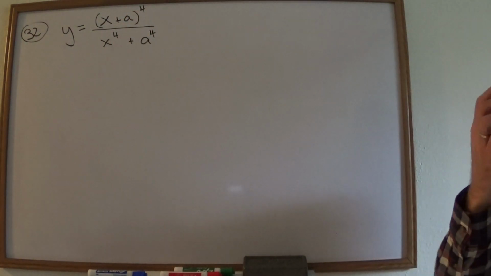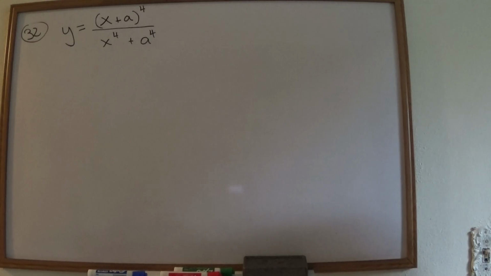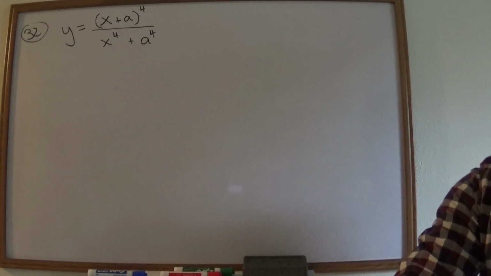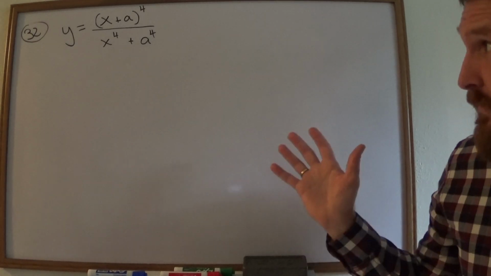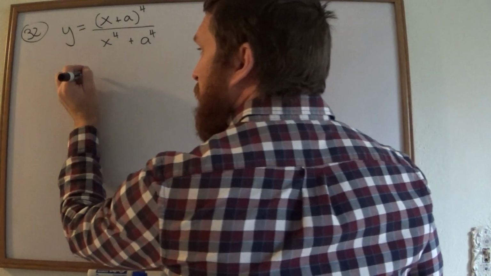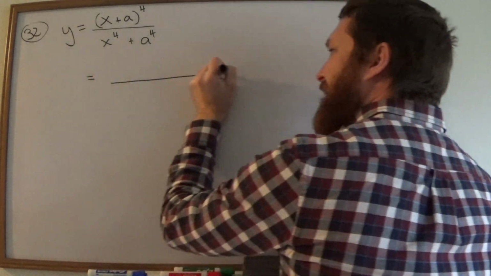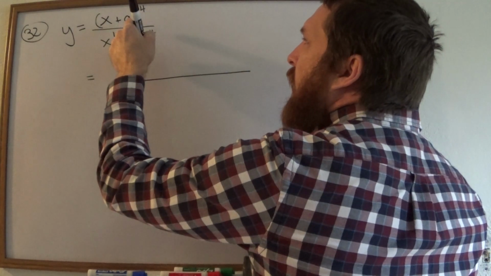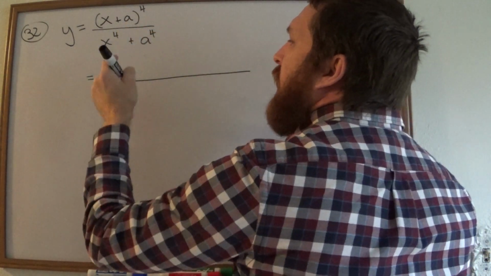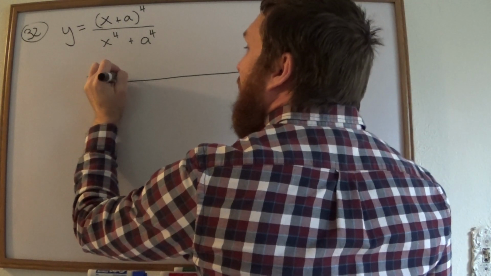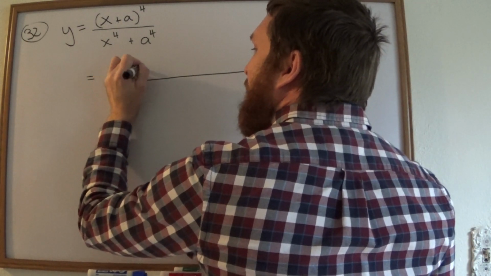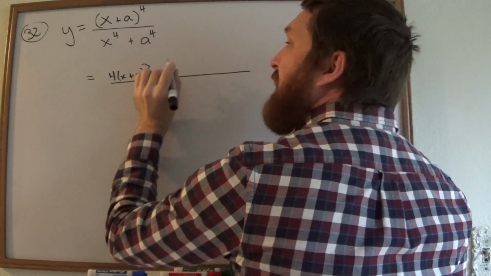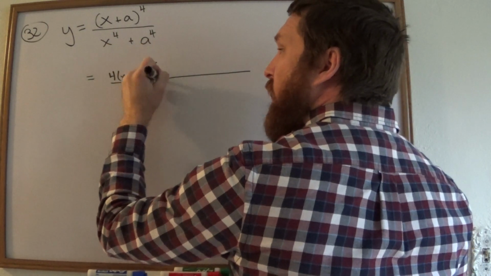There are a bunch of ways we can do this. Quotient. You want to do quotient? Maybe. I like doing quotient. That's fine. So let's do quotient. It's the derivative of x plus A to the 4th, which is what? 4, sorry, 4 times x plus A raised to the third. And then we leave that whole thing alone.